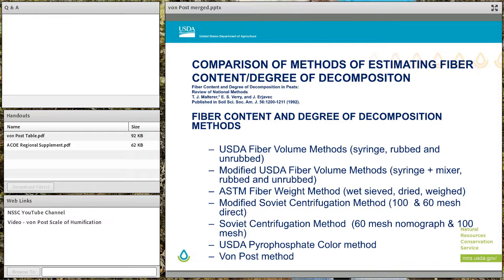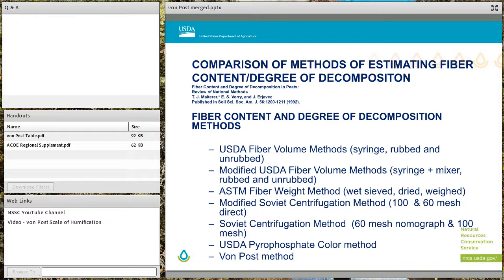The ASTM method is more or less a wet sieving method. The material is washed through a wet sieve, or in some cases rubbed through the 100 mesh sieve, and then dried and weighed. So it's a fairly simple method. The downside, or why it's really not that applicable, is that it's a weight method. So you end up with weights rather than volume, and our fiber classification is based on volume.